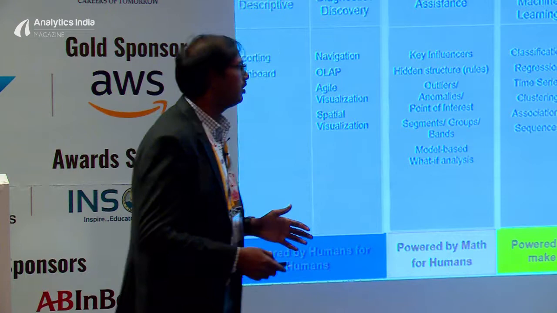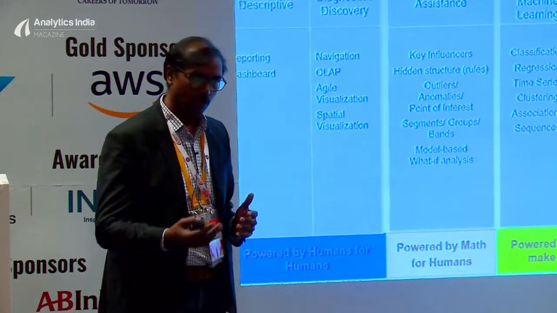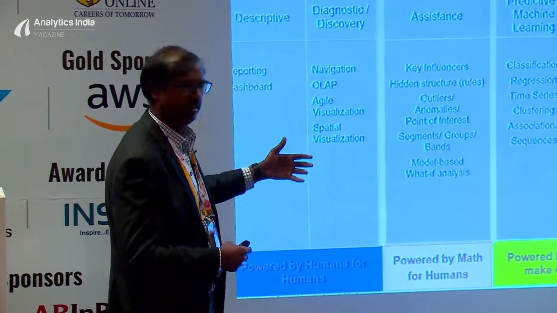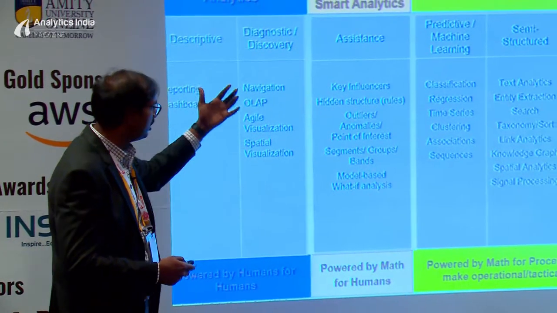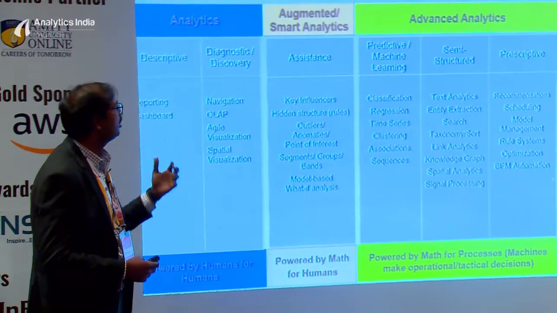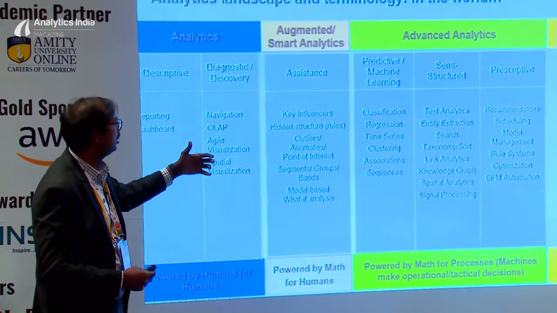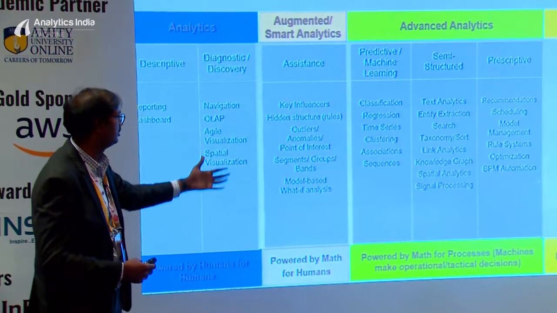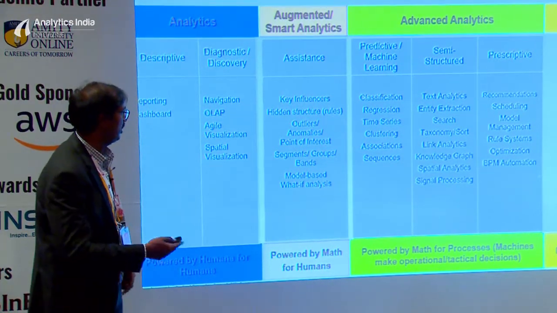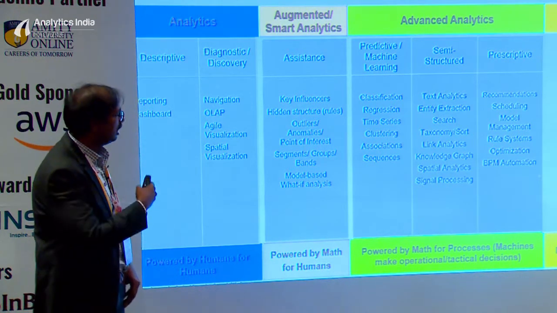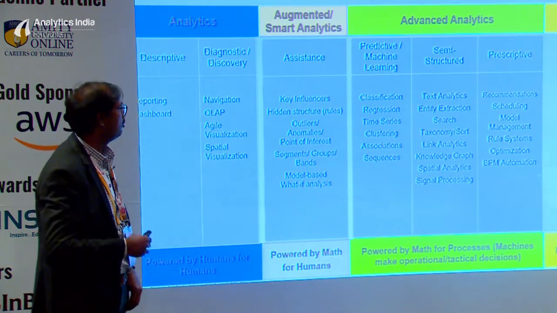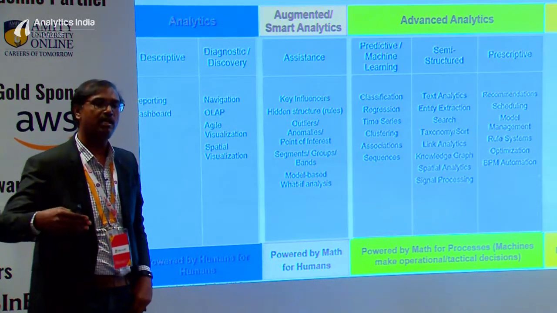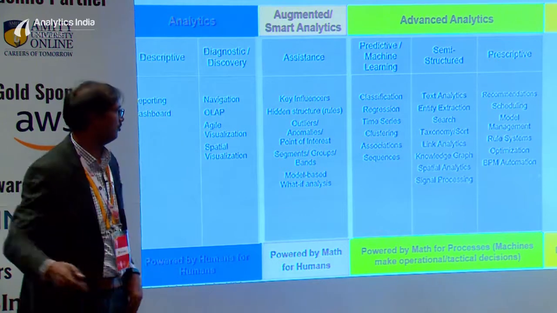In the advanced analytics space, it's all about predictive modeling, right? Doing classification, regression, time series, all those kinds of use cases come under advanced analytics. Also, structured and semi-structured data, like text analytics, all those things come under this advanced analytics space, right? And also advanced analytics can be extended to prescriptive analytics, like what could be the next best action you can take, and what will be the impact of that in the future, right?